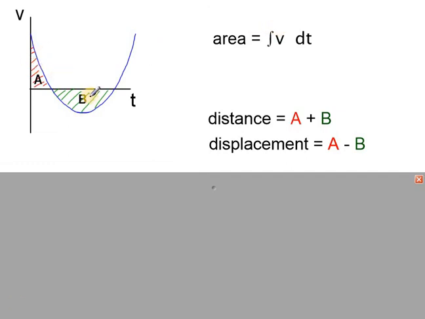The area B through integration will turn out to be negative. Change the sign, make it positive. If you add both of these areas together, you get distance. If you do the area of A minus the area of B, you've calculated displacement, where the area under a velocity time graph typically represents displacement.